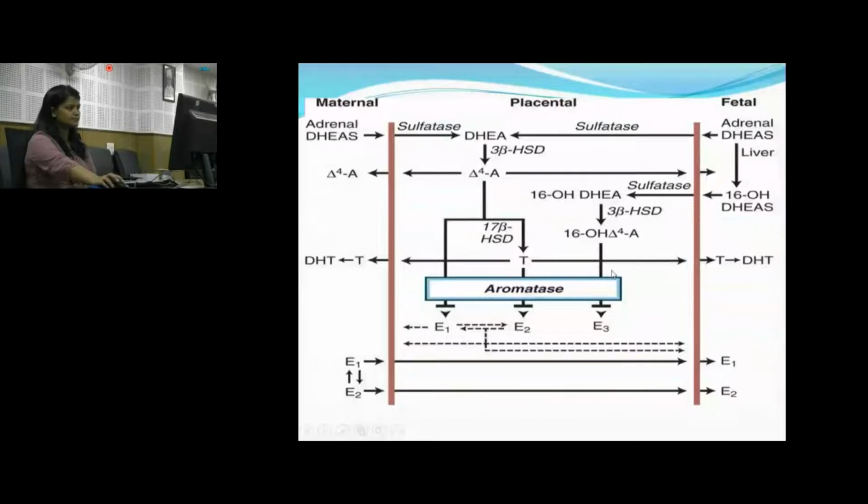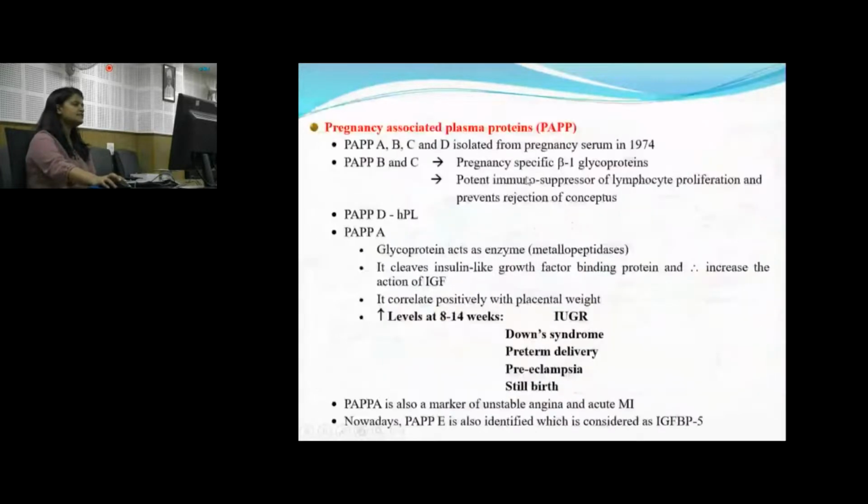We'll skip this. Now there are certain pregnancy associated plasma proteins which go by the name of PAPP A, B, C, and D, and they were isolated from pregnancy serum in 1974. PAPP B and C are pregnancy specific beta-1 glycoproteins. They are potent immunosuppressors of lymphocyte proliferation and prevent rejection of the conceptus. PAPP D is also known by the name of HPL.